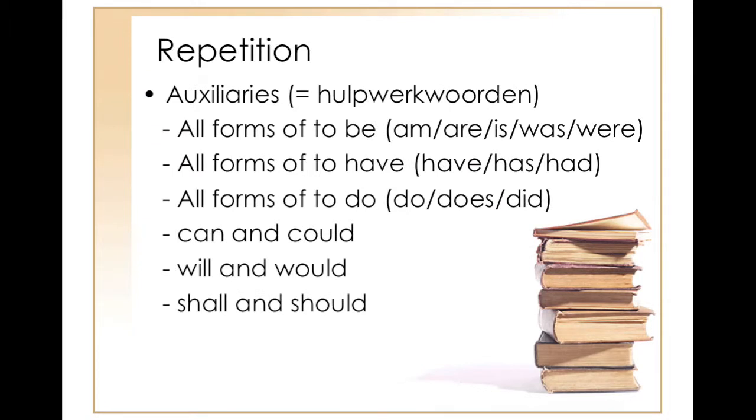So which words are repeated in the question tag? Only auxiliaries, so hulpwerkwoorden, are repeated in the question tag. So all forms of to be, all forms of to have, all forms of to do, can and could, will and would, and shall and should. I suggest you write those rules down so it's easier for you to make the exercises and study this.